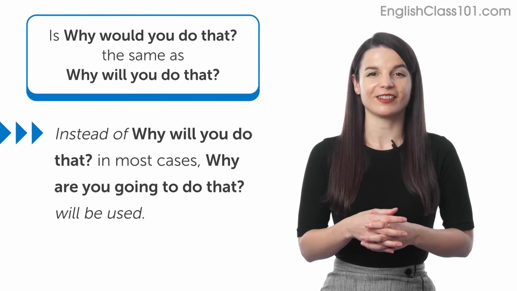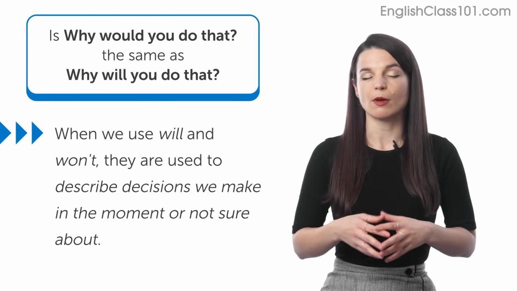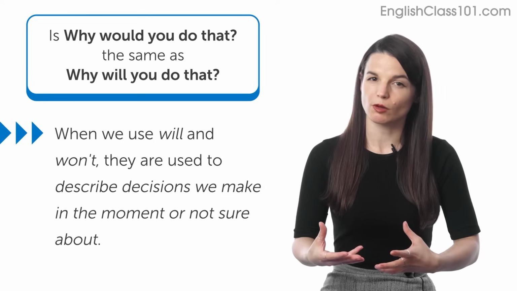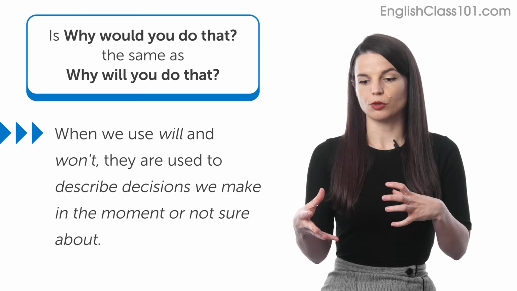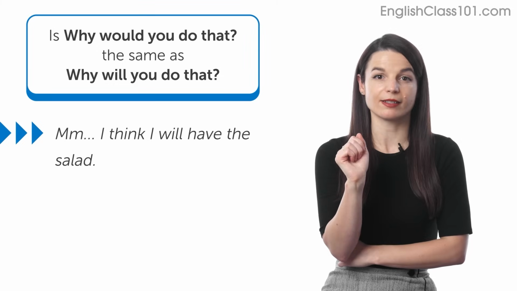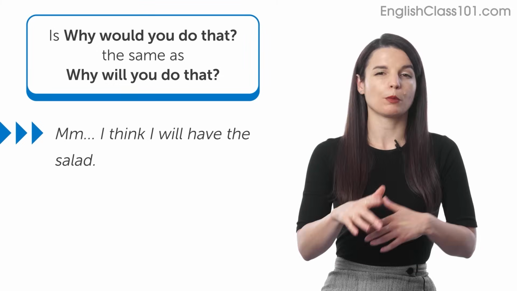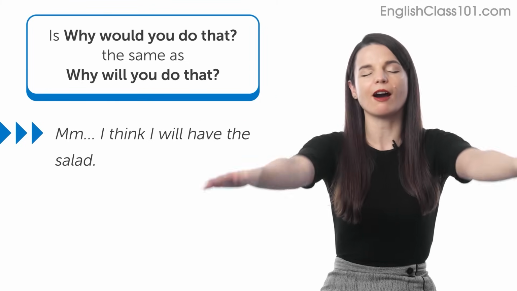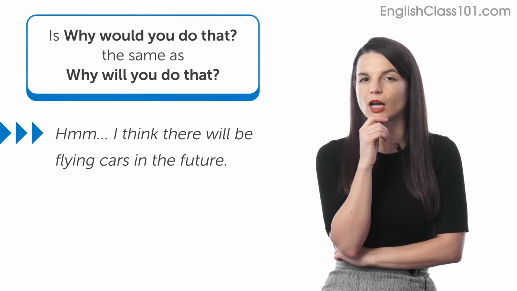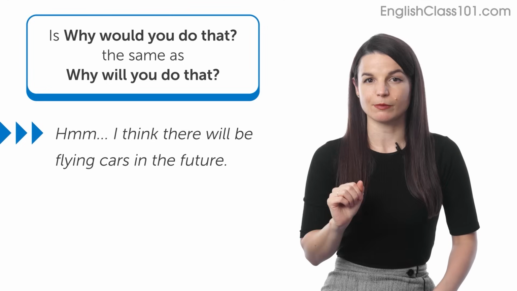So I've said it a lot on this channel, but when we use will and won't, we tend to use them for decisions we make in the moment, yeah? Or decisions we're not 100% sure about. Like when you go to a restaurant for lunch and you're thinking, I think I'll have the salad. I will have the salad, right? We just decided in that moment, yeah? Or when you're thinking about something way off in the distant future, you're like, I think there will be flying cars in the future. Like you're not so sure about it, but you kind of want to make a guess about it, right?